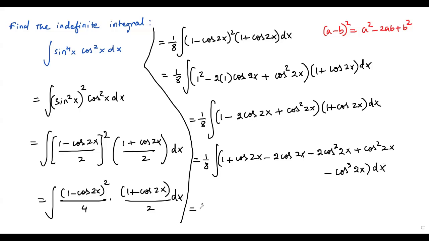Okay, now we can combine the like terms over here inside the integral. So here we can write this one as it is, and here we have a positive cosine 2x, here we have negative cosine 2x. When I combine them, I am getting negative cosine 2x, and also we can combine this negative cosine square 2x and positive cosine square 2x, and then I am getting negative cosine square 2x, and we have to write this one as it is, that is negative cosine cube 2x dx. Okay, now let me continue on the next page.